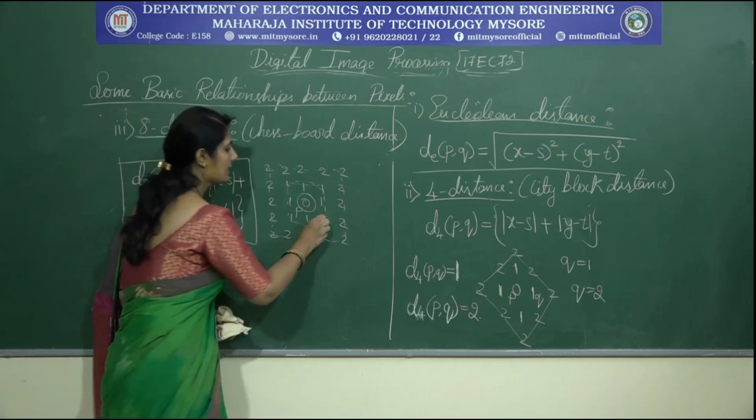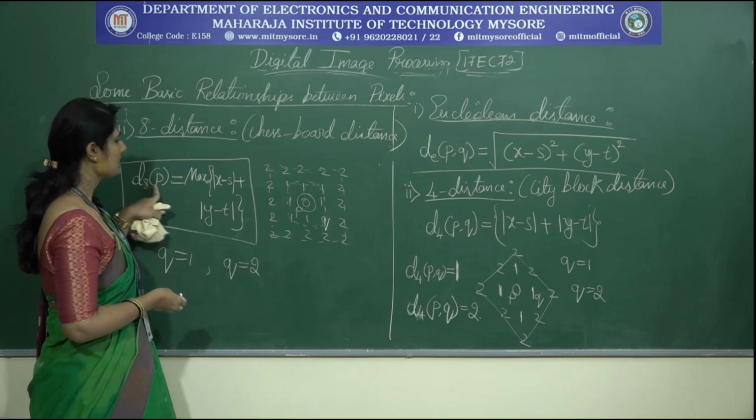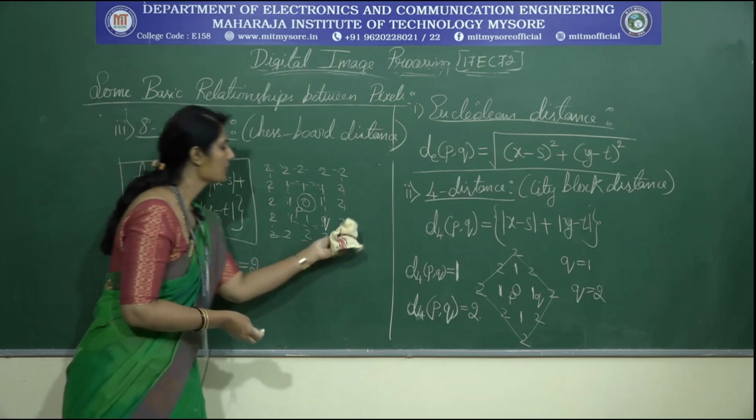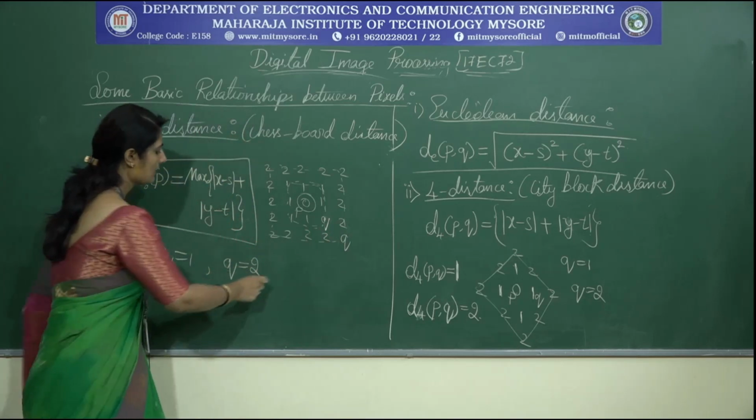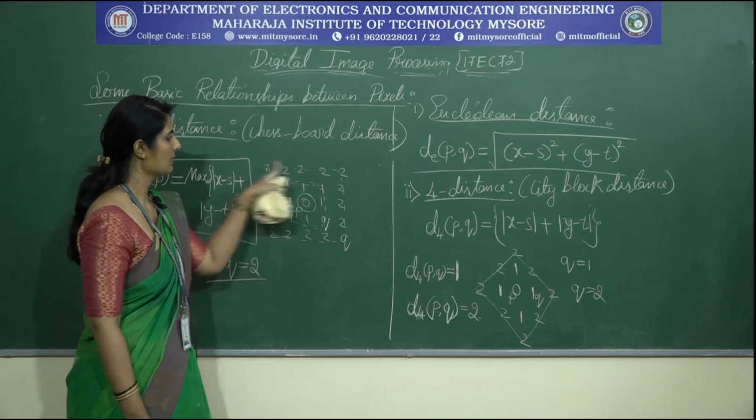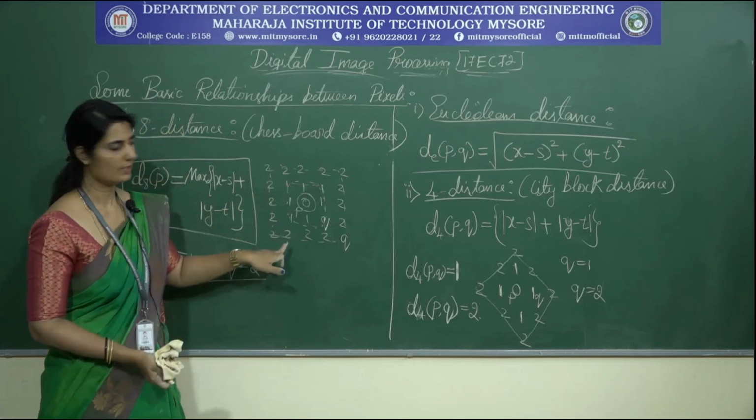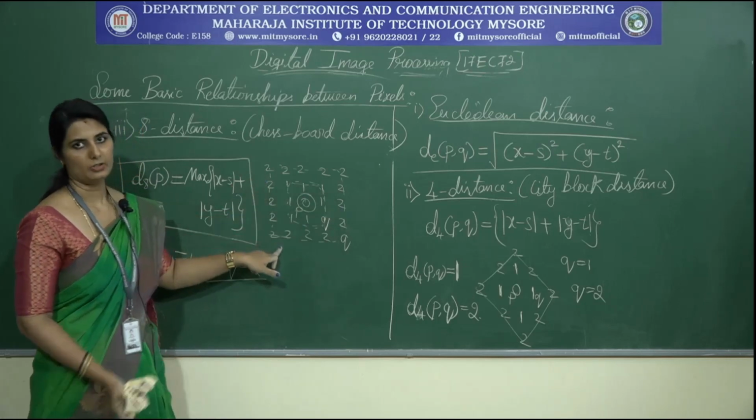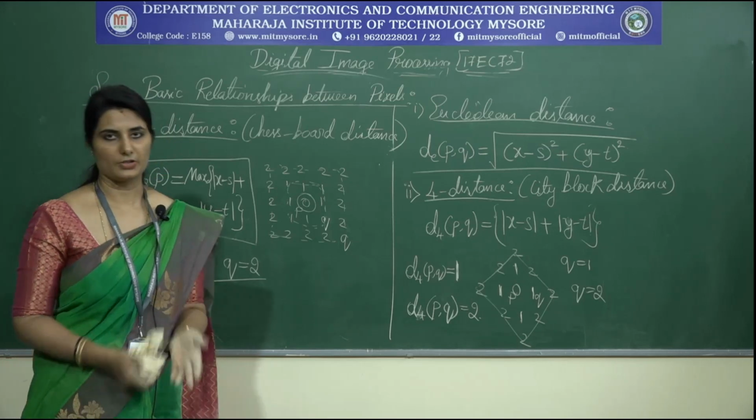So, if Q lies here, we say the distance of Q is 1. So, Q is 8 distant of P, and if Q lies here, then we say that Q is equal to 2, which is 8 distance of P. So, that means it comes in the second 8 distance of P. Okay. So, this is all about the distance measure.